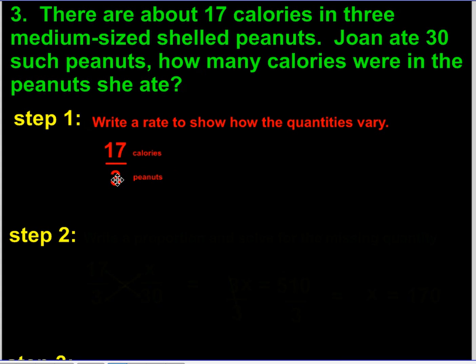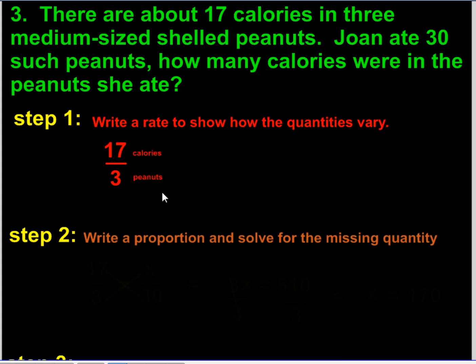From there, once we have this, we want to then write a proportion and solve for the missing quantity. So this is going to be part of our proportion, and the other part of our proportion is going to be the 30 that she ate, and the x is the unknown, the amount of calories that were in the amount of peanuts that she ate. Now, sometimes it can be confusing as to whether you put the 30 on the top or the x on the top, but the way you want to think about it, and the reason that I put calories and peanuts up here in the first place, is because this 17 represents calories, and the unknown represents calories. So the x goes with the same amount.